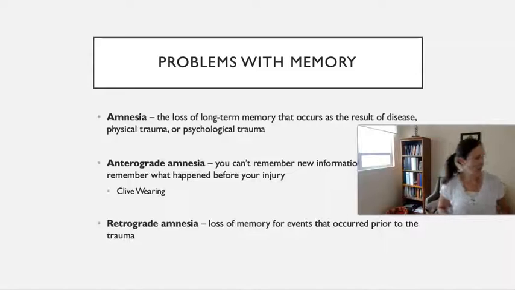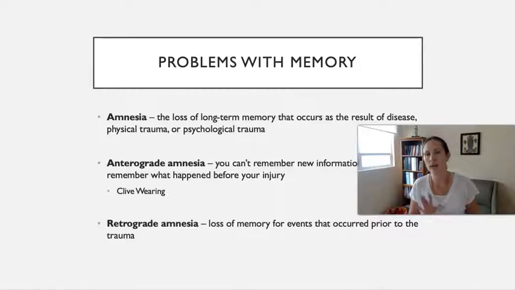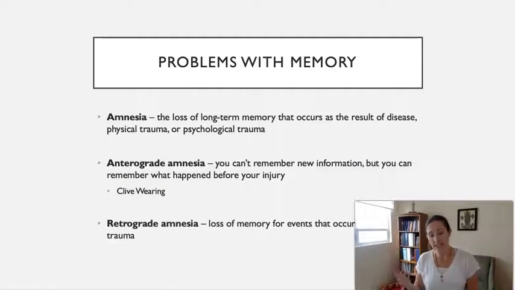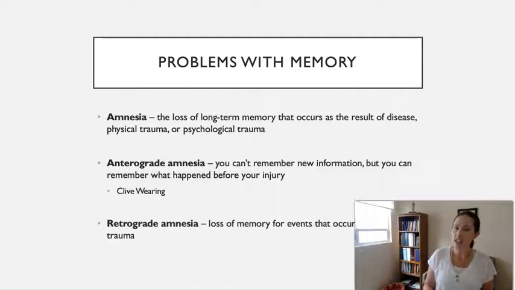The next one, oh, my dogs, is problems with memory. So we'll do this and then some study tips and we'll be done with the chapter. One problem with memory is amnesia. It's the loss of long-term memory that occurs as a result of disease, physical trauma, or psychological trauma.